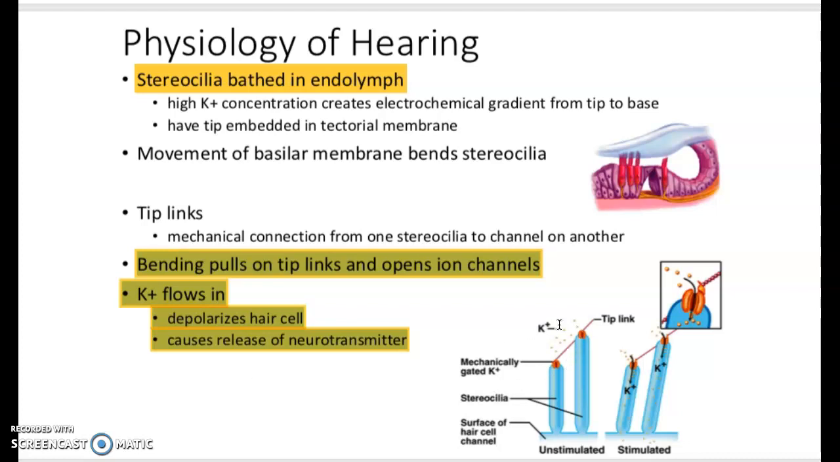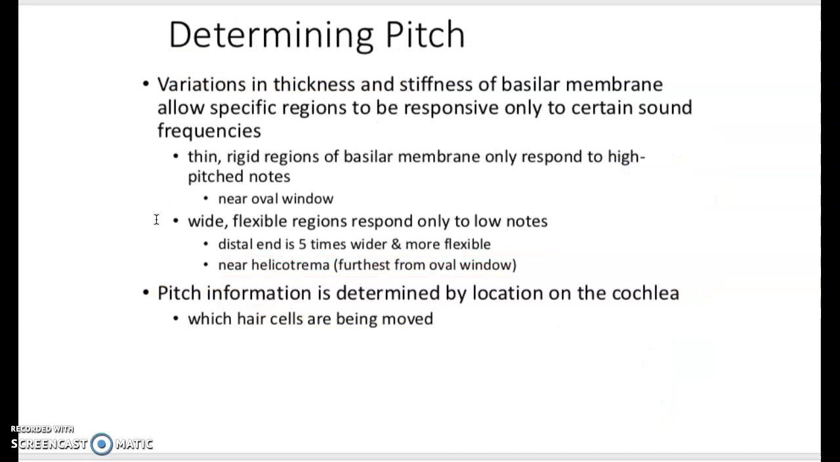So you can see here in an unstimulated stereocilia hair, the gates are closed, the mechanically gated channels for potassium. So if you remember, mechanically gated channels open and close in response to like physical stress. So here they're closed, and then when the hair cells bend, the gates open, allowing that potassium to rush in, causing depolarization, and then the release of neurotransmitter, which will send a signal to the brain so that you know what you just heard.